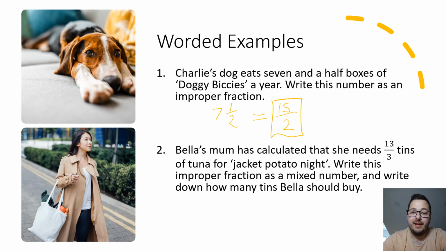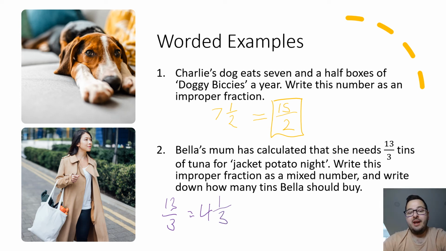Number 2, Bella's mum has calculated that she needs 13 over 3 tins of tuna for jacket potato nights. What an exciting family. Write this improper fraction as a mixed number and write down how many tins Bella should buy. Okay, so we've got 13 over 3. And remember, to go into a mixed number, we divide. So how many 3's go into 13? Well, it's going to be 4, because 4 times 3 is 12. And then we've got remainder 1 to make the 13.